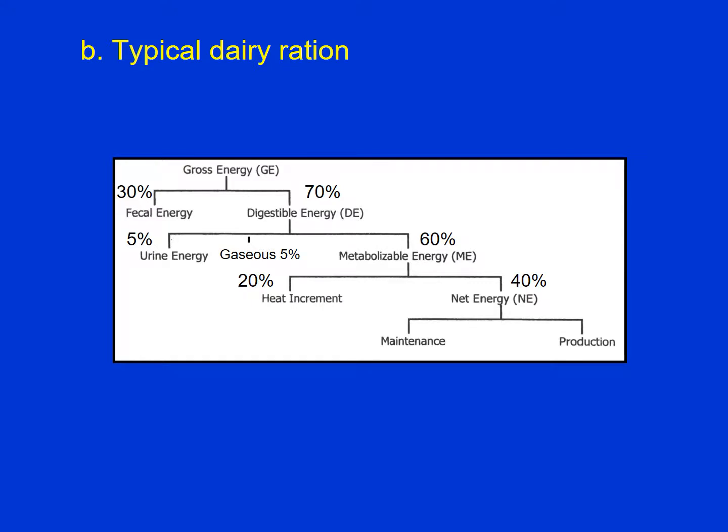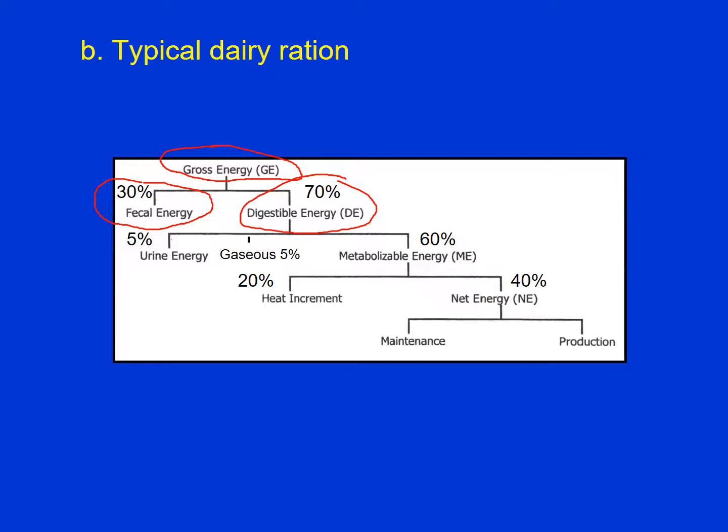So here we have an example of partitioning out the energy that a cow is going to consume. A typical dairy cattle ration is probably about 15% crude fiber, so we've got some fiber in there that's going to reduce the digestibility. Gross energy is what the cow consumes, what goes into her belly. A typical dairy cattle ration is going to be 70% digestible. 30% of the energy is going to be in the feces.